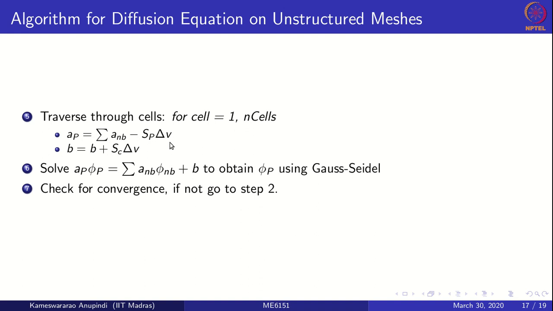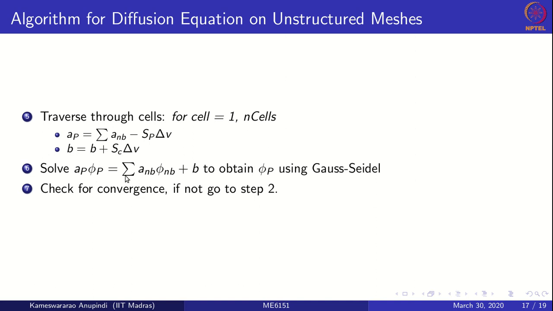This is basically the source term that is going into AP. Now, of course, we have to also add the B term, that is B plus SC delta V, right? This is what we do for the B term and AP term when we are visiting cells. All right.